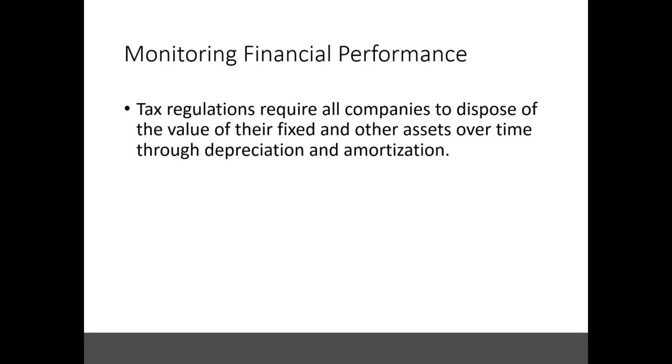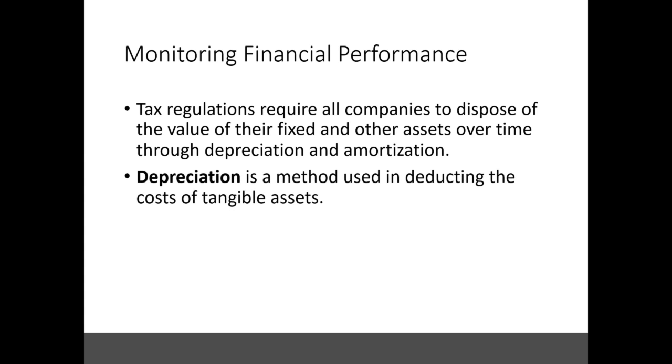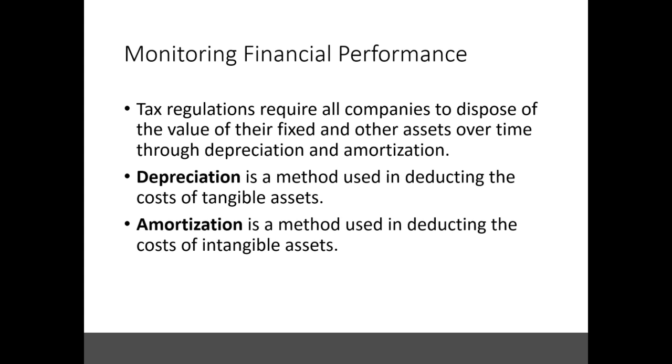It's not necessarily something you can turn around and sell, but it's something that gives your business value. Tax regulations require all companies to dispose of the value of their fixed and other assets over time through depreciation and amortization. Again, we're not going to talk too much about that, except that depreciation is a method used in deducting the cost of tangible assets, and amortization is for intangible assets. You've heard this all the time. Your car is depreciated. You buy a new car, it depreciates by the time you drive off the lot. There's a method to that. There's a dollar amount you can apply to that.